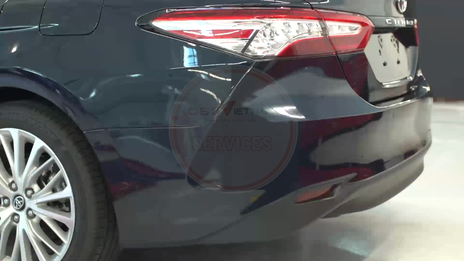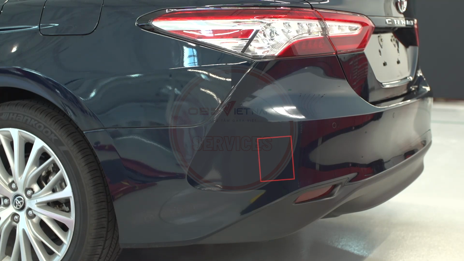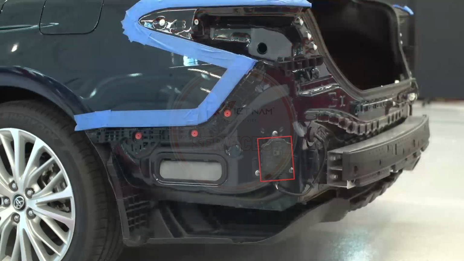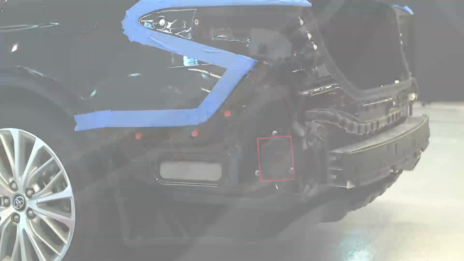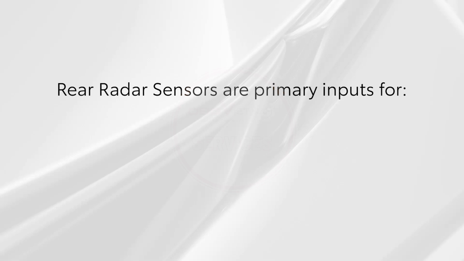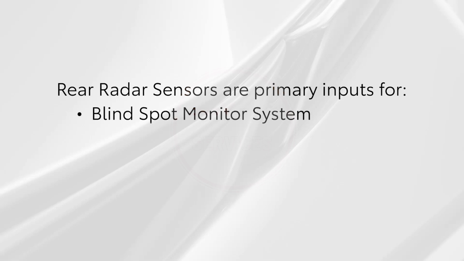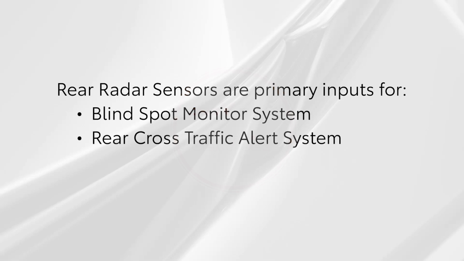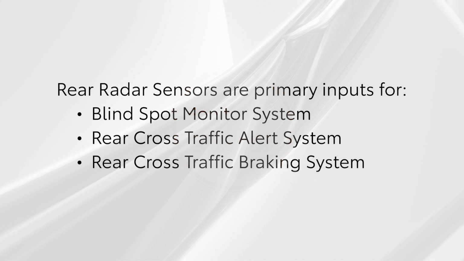Another radar-based system is the blind spot monitor. A pair of radar sensors are mounted on the left and right rear corners of the body structure underneath the bumper cover. These radar sensors are primary inputs for the blind spot monitor system, rear cross-traffic alert system, and rear cross-traffic braking system. Minor rear bumper damage, although it may appear to be cosmetic only, can distort the radar sensor mounting enough to require calibration.